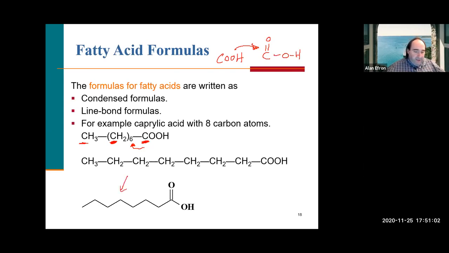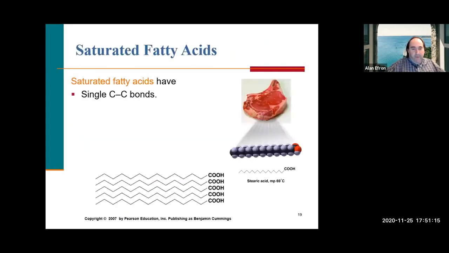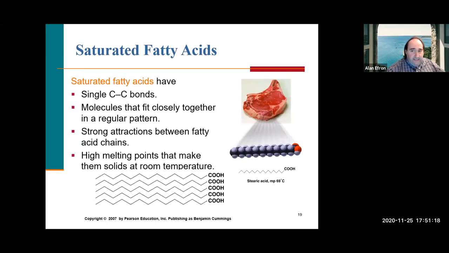Here's our line structure, just like in organic chemistry. Each of these points are carbons, just like we draw it in organic, and our carboxylic acid group is found here. Now, saturated fatty acids have all carbon-carbon single bonds. Because of that, they really do sit together very nicely, as you can see in this picture. Our nonpolar parts sit together really nicely.